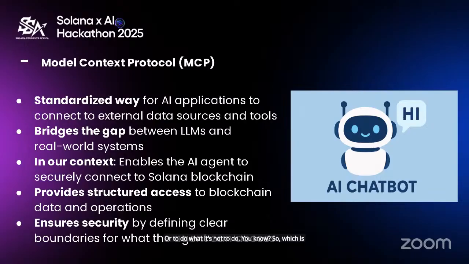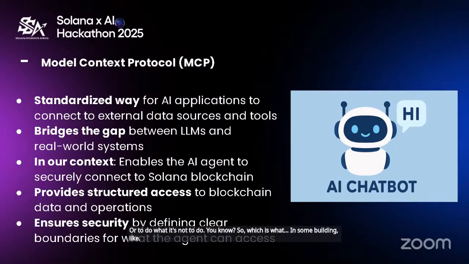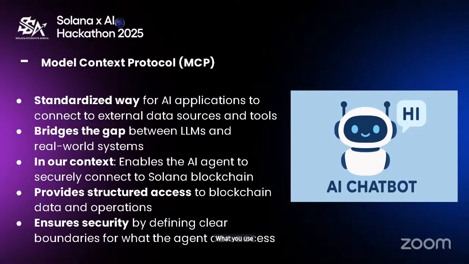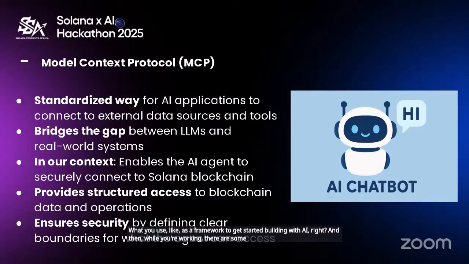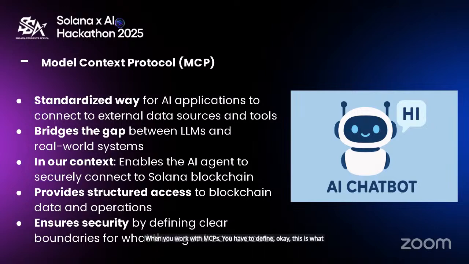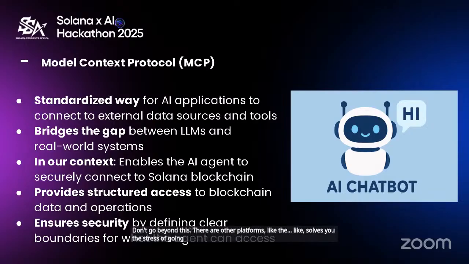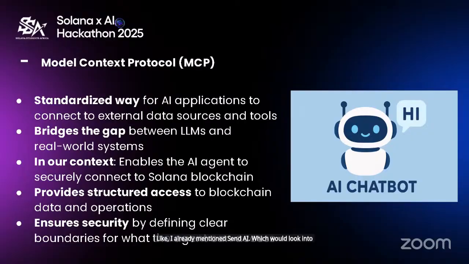LangChain is what you use as a framework to get started building with AI. While you're working, there are some things you have to define. When you work with MCPs, you have to define: this is what I want, don't go beyond this. There are other platforms that save you the stress of going deep into things, like Send AI, which I already mentioned and which we'll look into very soon. We have a lot to cover and I don't think we have much time.